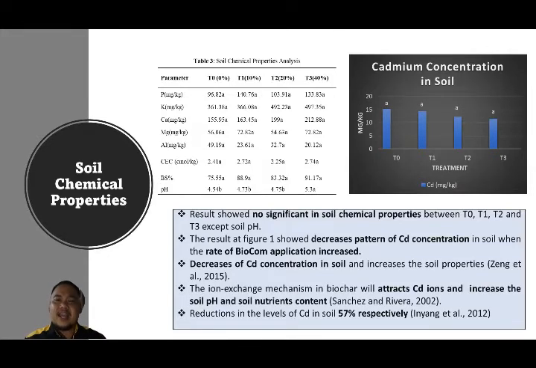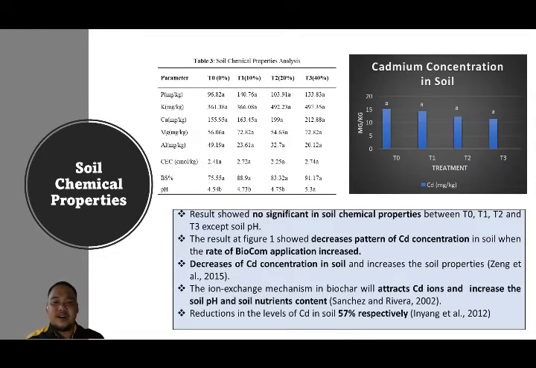A previous study by Indiang et al. 2012 also found a reduction in the level of Cd in the soil, a 57% decrease after application of the biochar compost mixture.